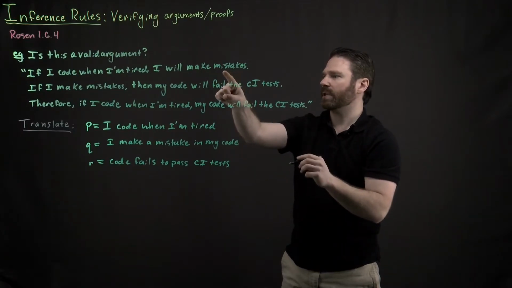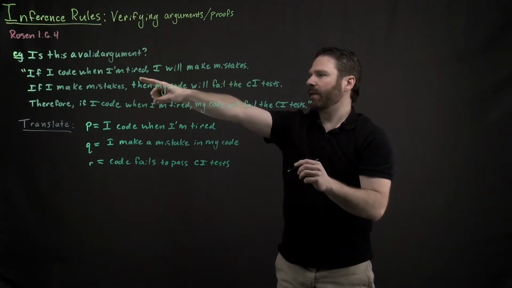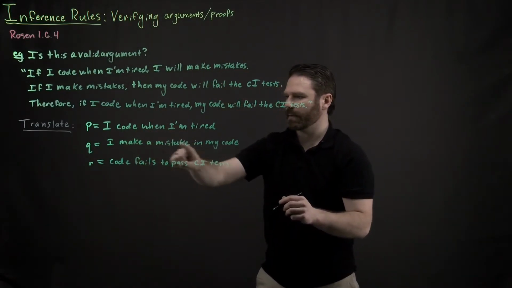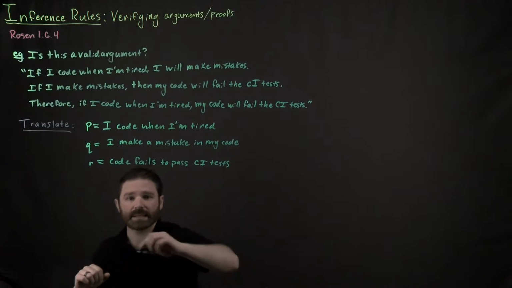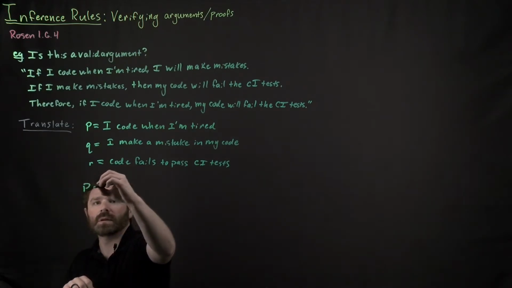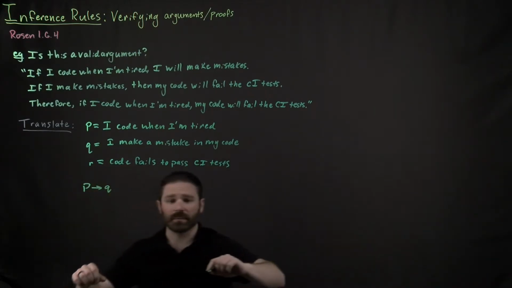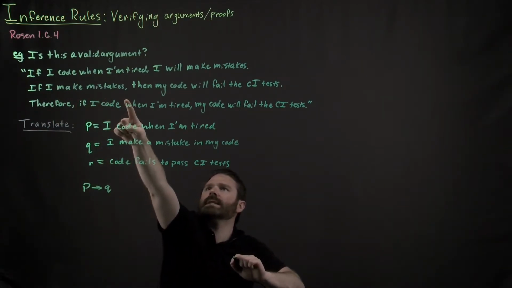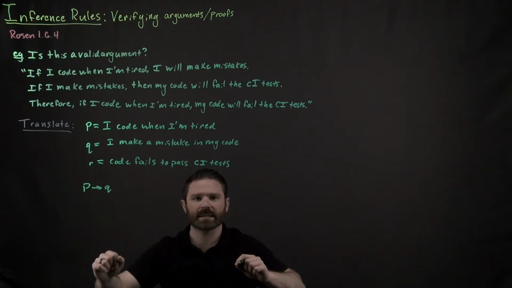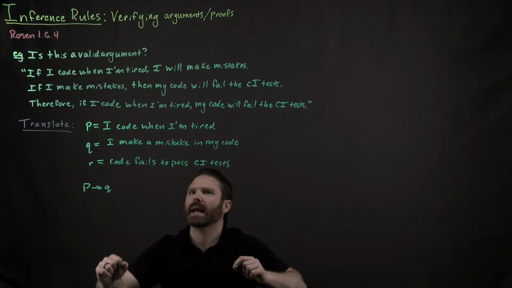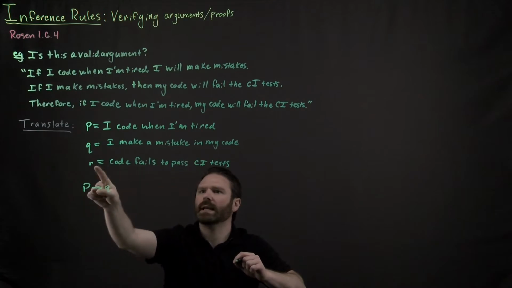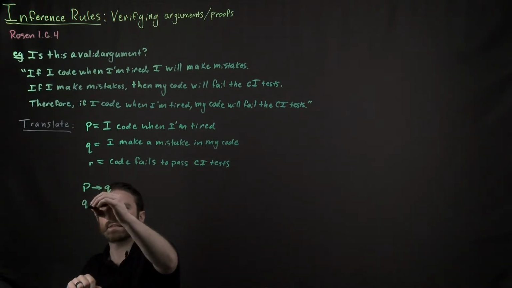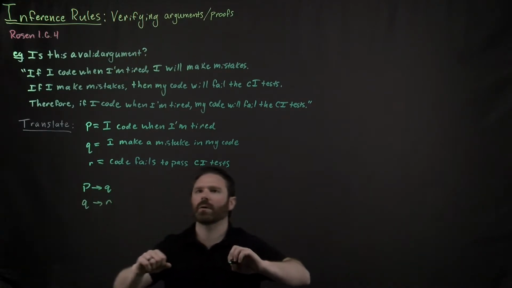So let's consider our first hypothesis. If I code when I'm tired, then I will make a mistake. Code when I'm tired, make a mistake. So our first hypothesis is going to be P implies Q. My second hypothesis, if I make mistakes, then my code will fail the CI tests right here. Well, that's if I make a mistake, code fails to pass continuous integration tests. That's Q implies R over here.